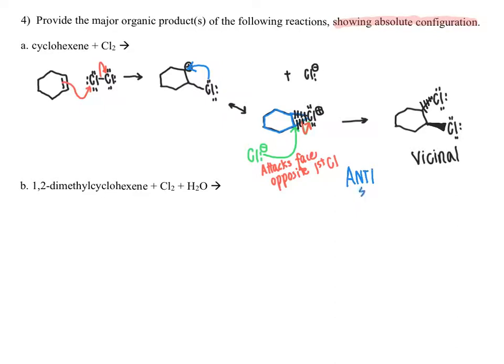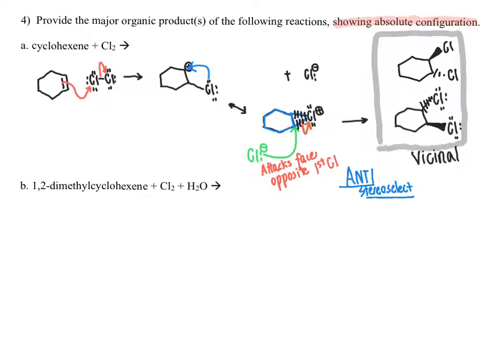So the stereoselectivity here is anti, and you could think of anti generally referring to trans, meaning that the two chlorine atoms are going to be on opposite faces of the molecule. Now keep in mind that there are two different trans stereoisomers that we can draw here. We can draw that first one, and we could also draw the enantiomer of that, like so. So our two major organic products, including showing the absolute configuration of those, would be these two molecules.